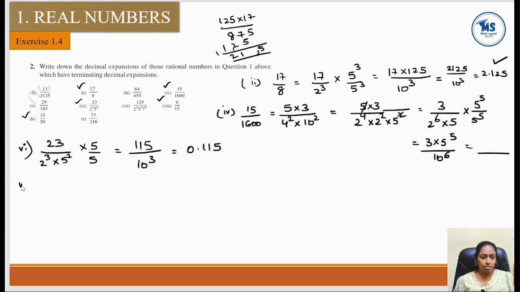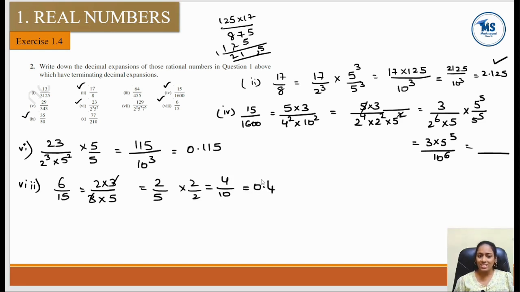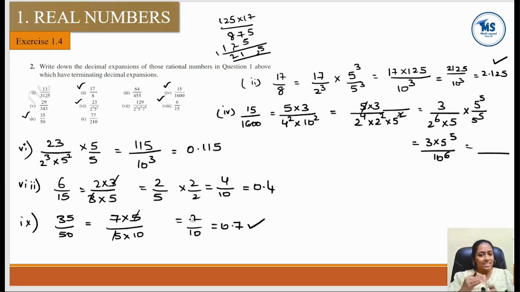Next, 6 by 15. This I can write as 2 into 3 by 3 into 5, so 2 by 5. This I'll multiply and divide by 2. Then I'll get 4 by 10, which will be 0.4, which is terminating. Then the last question will be 35 by 50. This I can write as 7 into 5 by 5 into 10. 5 gets cancelled. This is 7 by 10, which is 0.7, which is terminating. This is so simple.